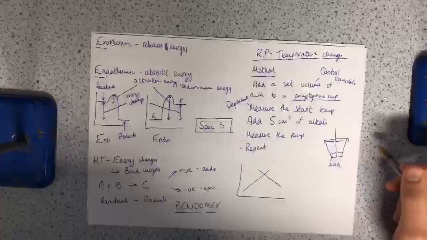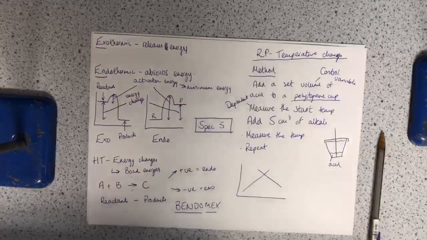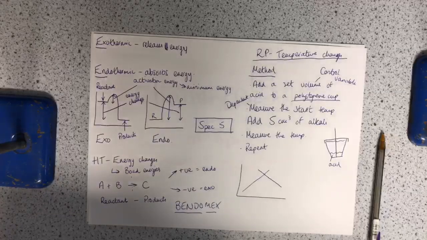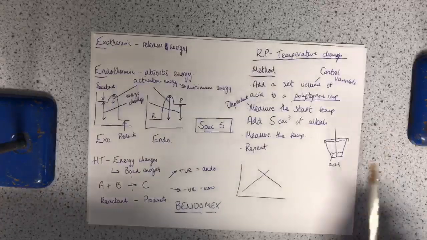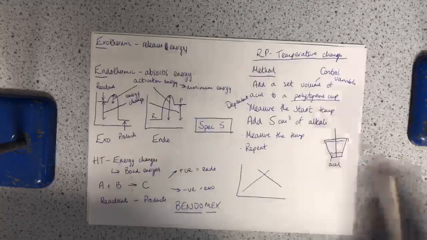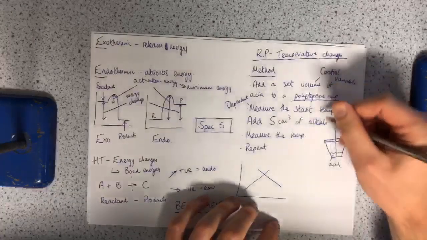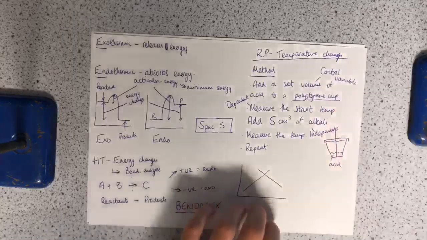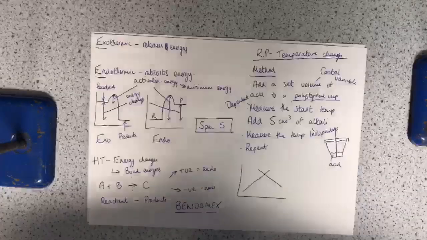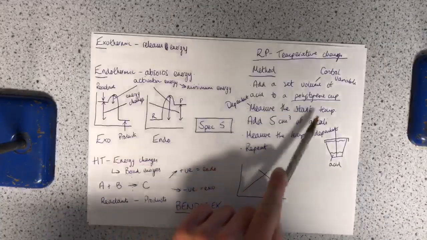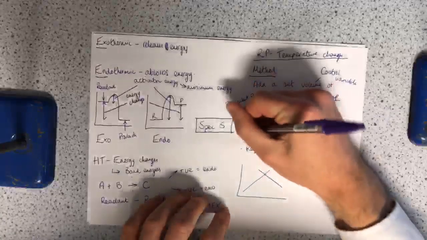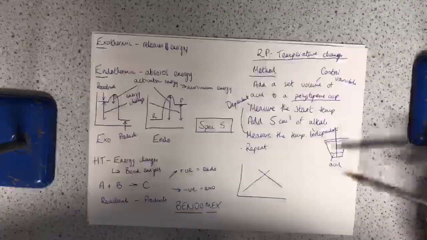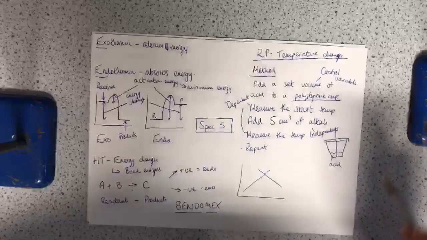Like I said, in terms of questions for this, they may ask you to plan it as a method, which I've seen before, a similar type of question. They may ask you the variables involved or to include those in your method. So you've got your independent variable, which is the thing you're changing, which is the volume of alkali. You're then measuring the temperature each time, so that's your dependent variable, your measurement, and your control variable is the volume of acid that you are keeping constant throughout.